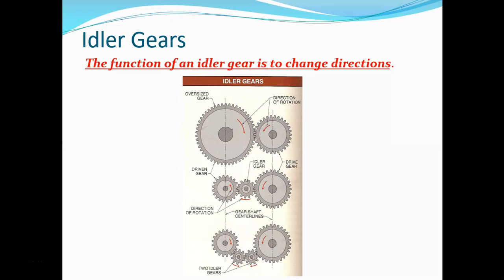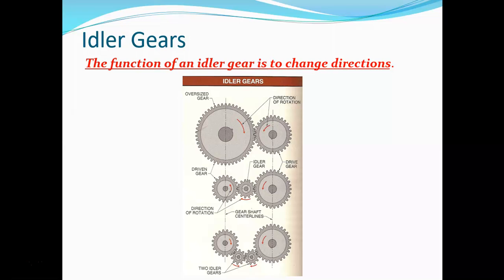We'll talk a little bit about idler gears. These are used to change the direction of rotation. So we've got two shafts that are running parallel. In this picture, we've got three different setups. The driver gear is on the right of all three of the setups. Driver gear is all the same size in this particular picture.